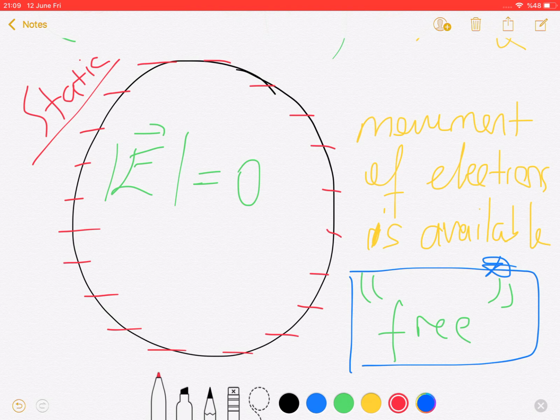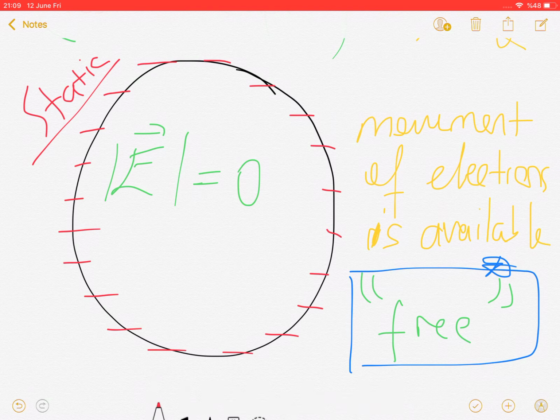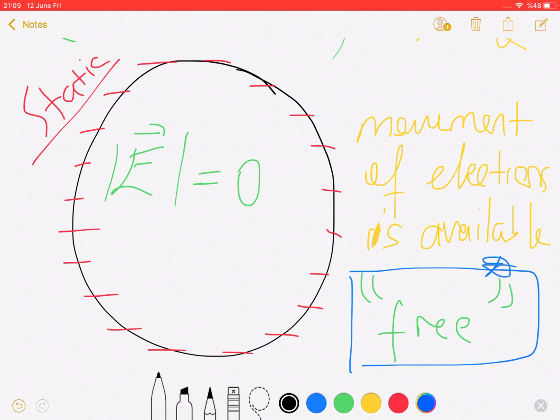Again, I just want to say that the main logic of the conductor is that the charge moves to the surface, and inside the conductor the electric field is zero for static cases. Movement of electrons is available, charges are free to move. Let's write again: electrons are free to move.